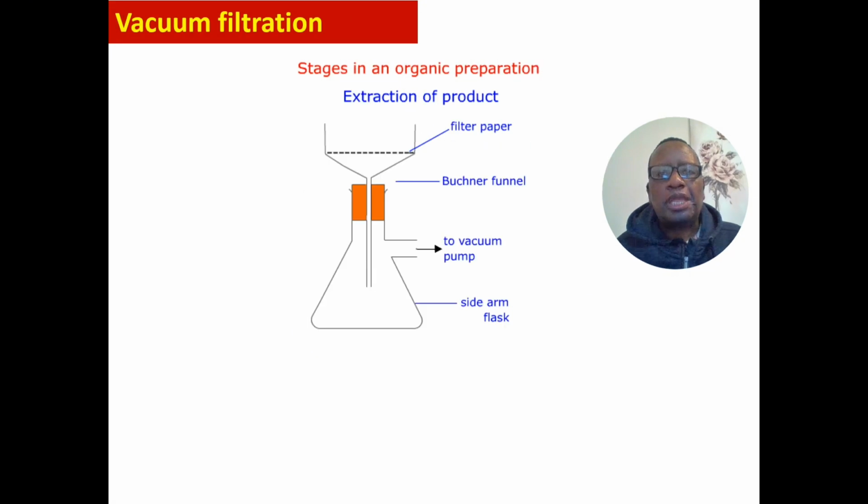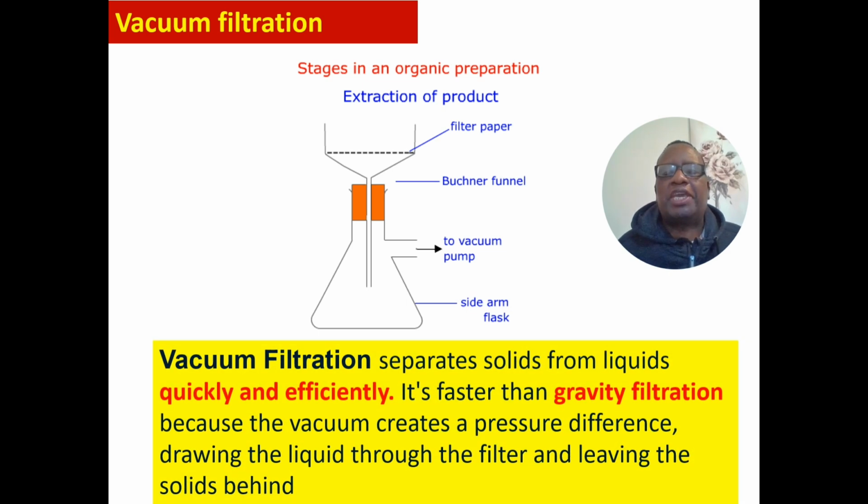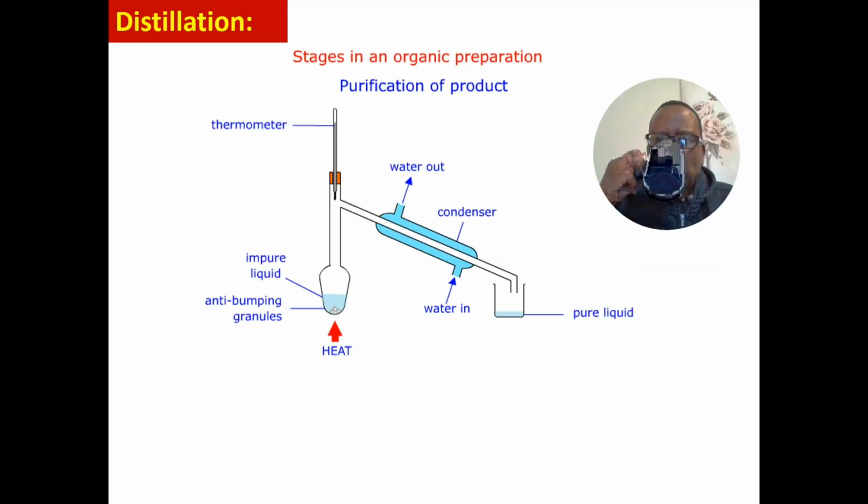Now then, we're looking at vacuum filtration. Vacuum filtration is very important because it gives you a quick and efficient separation of solids from liquids, as compared to the one that uses gravity, where you put a funnel and filter paper. This one is quicker and more efficient. That's why we need to use this one. You will be asked to sketch and label the Buchner funnel and the conical flask with a side arm. You need to know this process, especially when you do the process of recrystallization.